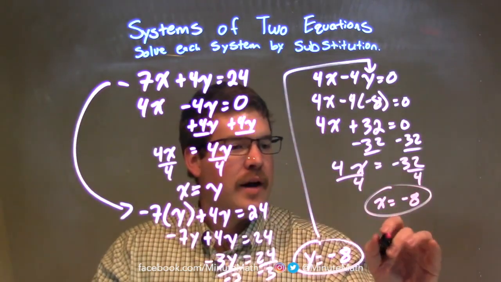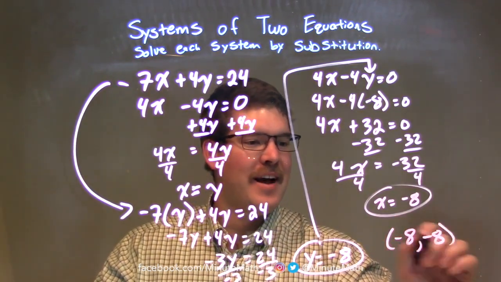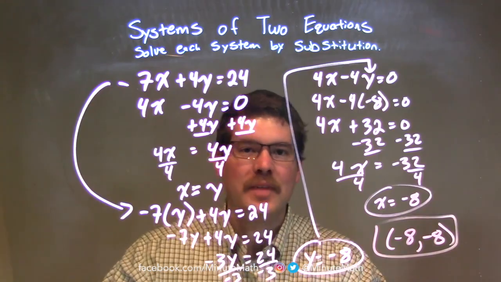Either way, our final answer we can write as a coordinate point. Negative 8, comma, negative 8, our x and y value. And there we have it. Our final answer.